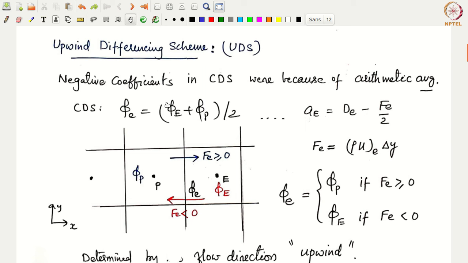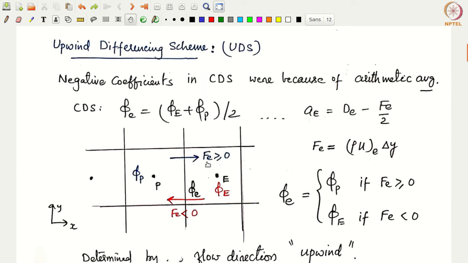If it was not a linear average, then we would probably not have got negative coefficients like this, and further those constraints on the Peclet number would not have been there. So in order to eliminate this kind of problem, people have proposed an alternate scheme, that is known as the upwind difference scheme, which primarily works on the direction of the mass flow rate.